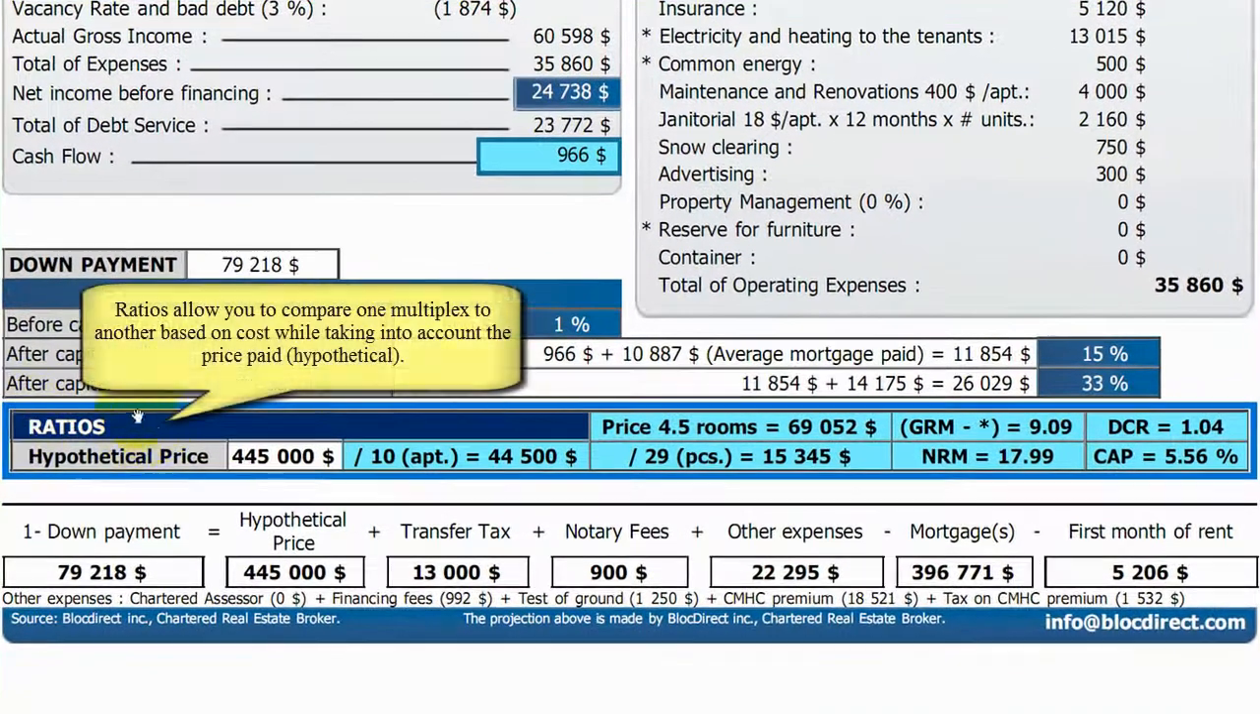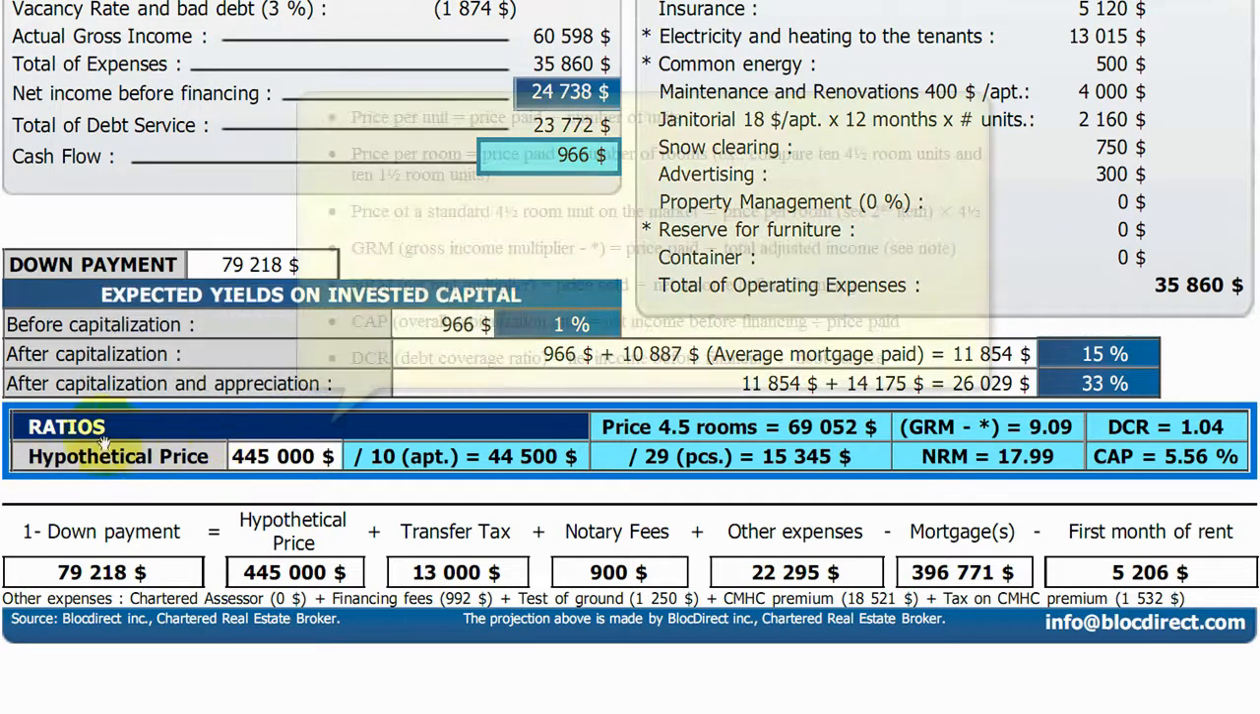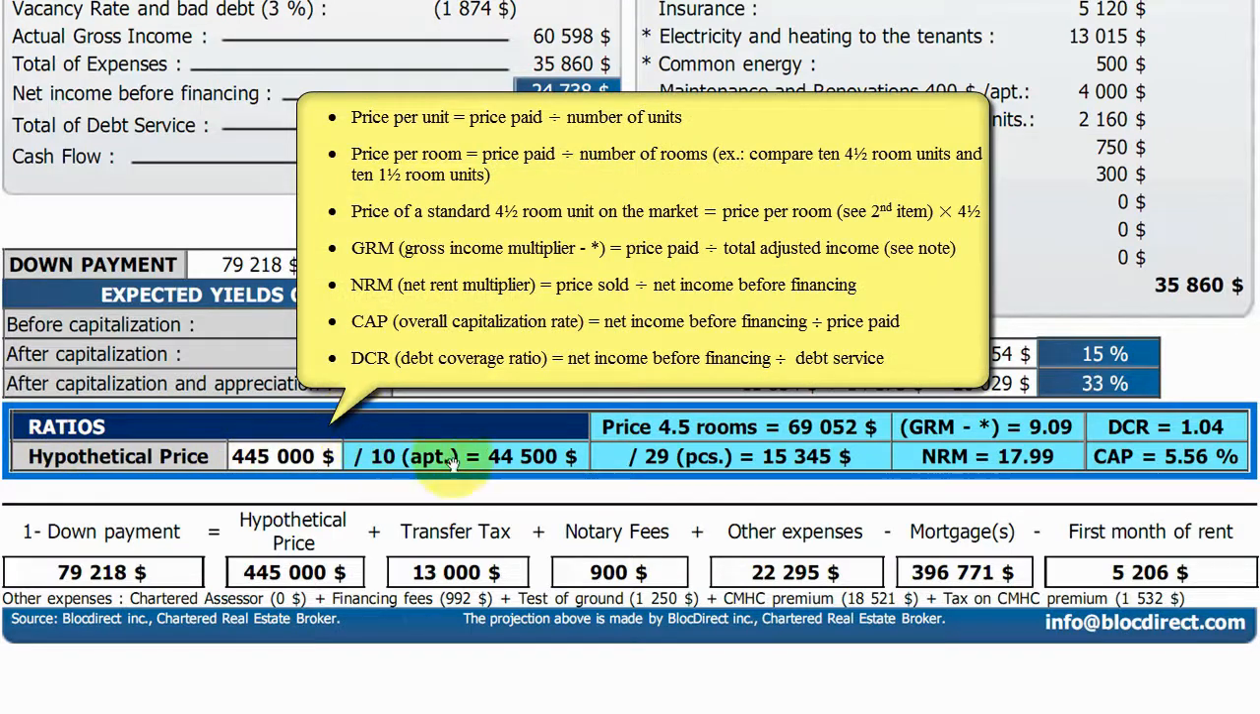Ratios. Ratios allow you to compare one multiplex to another based on cost while taking into account the price paid. Hypothetical. Price per unit equals price paid divided by number of units. Price per room equals price paid divided by number of rooms. Example, compare 10 4.5-room units and 10 1.5-room units. Price of a standard 4.5-room unit on the market equals price per room, see second item, times 4.5.